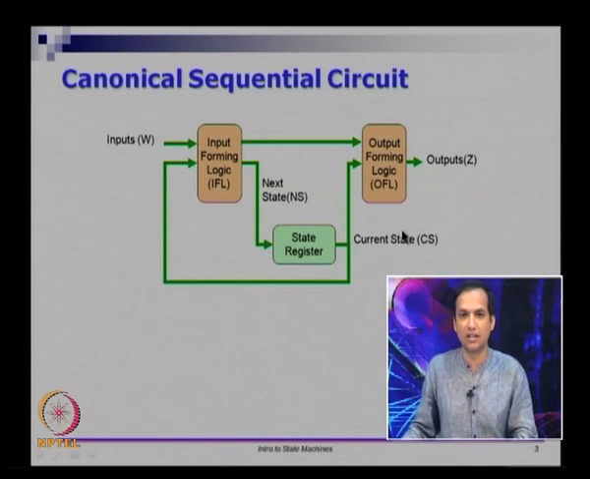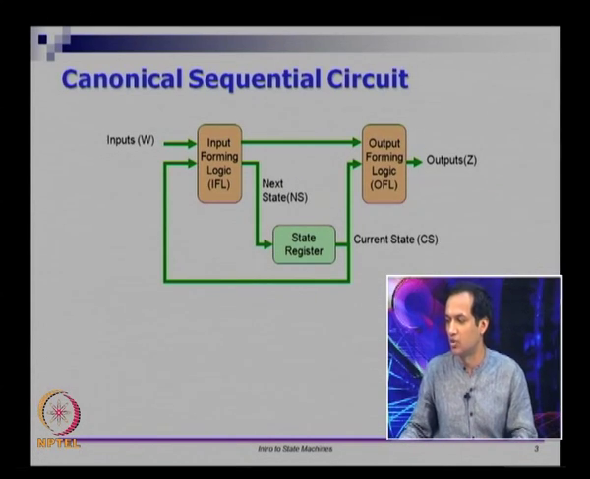So, let us see this circuit in all the glory that it has. You have a state register, whose inputs we are going to call the next state, and whose outputs we are going to call the current state. At any point of time, you have the current state, and the current state goes through the input forming logic. This is a combinational circuit, and the result will appear as the next state. However, this next state will get registered, that is, go into the state register, only when the clock comes in.